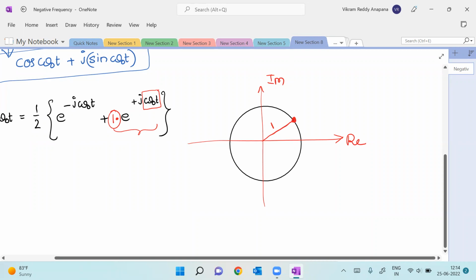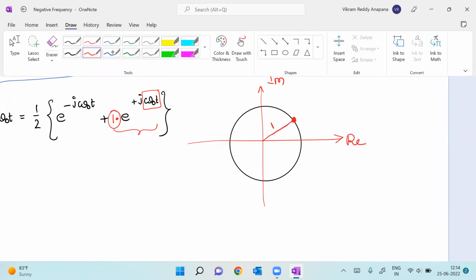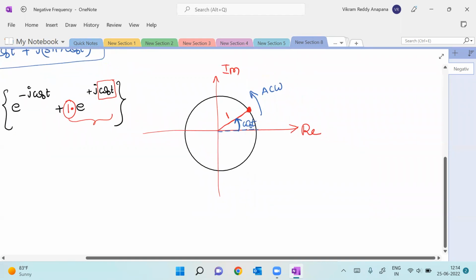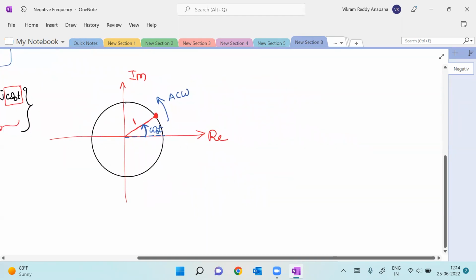Okay, now this positive omega naught t is acting as the phase component here. So with respect to the y-axis, you can show it this way, and this is positive omega naught t. So assume that you were initially somewhere here. Now you want to move along the surface of this circle in the anti-clockwise direction. All right, let's try to plot this first. It's very simple.